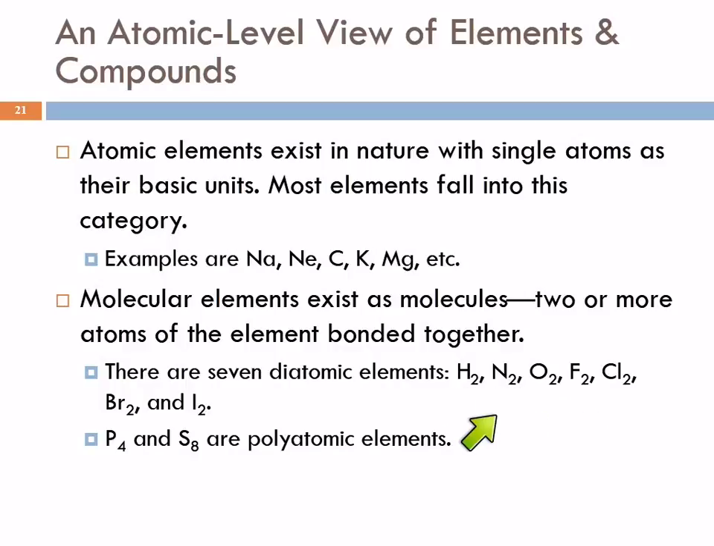And we need to memorize this little list here. There are 2 other molecular elements, phosphorus and sulfur. I'm not going to really test you on those. Phosphorus often forms a molecule of 4 atoms, and sulfur often forms a molecule of 8 atoms. They're called polyatomic because they have many atoms in their molecules.